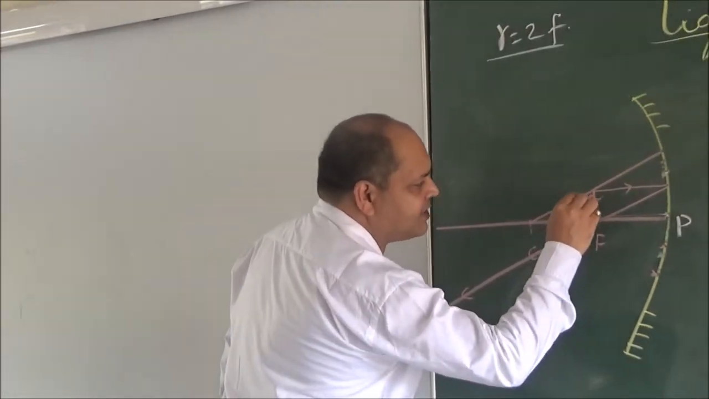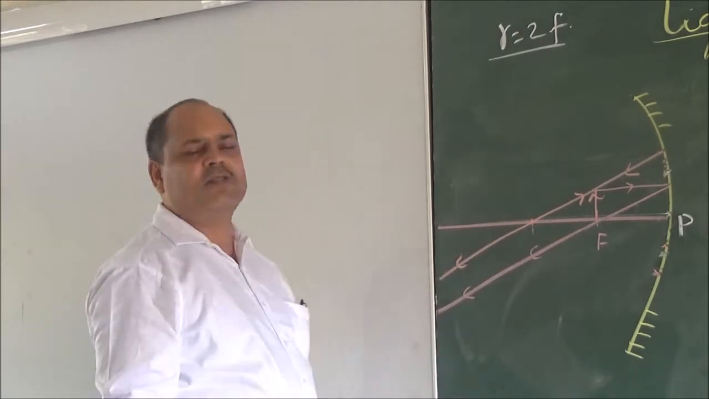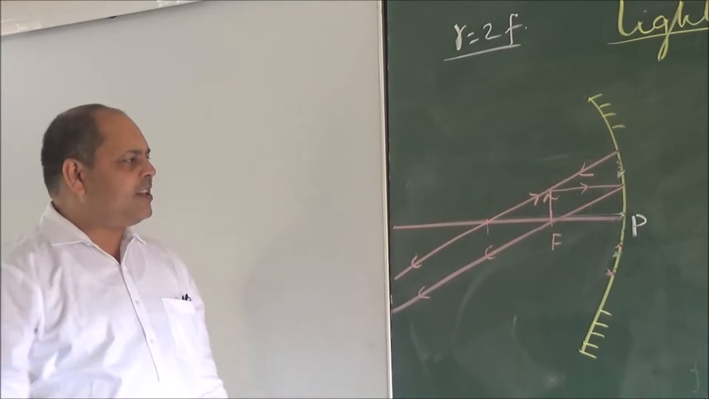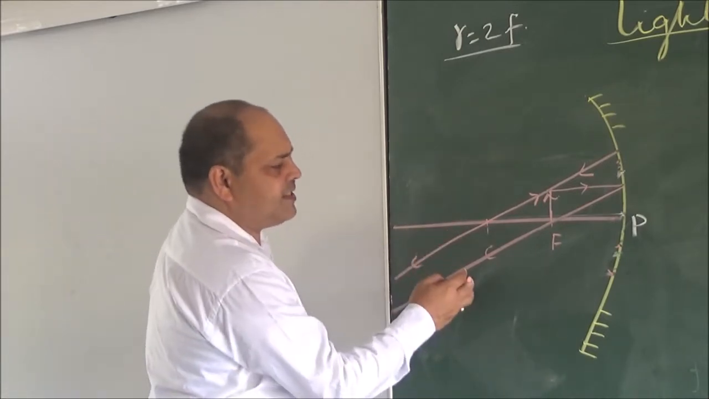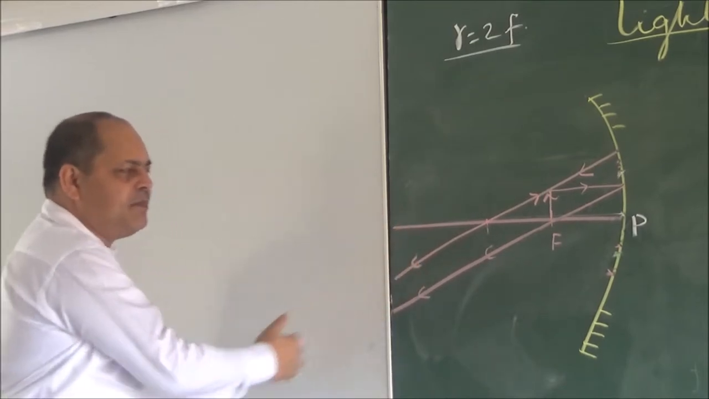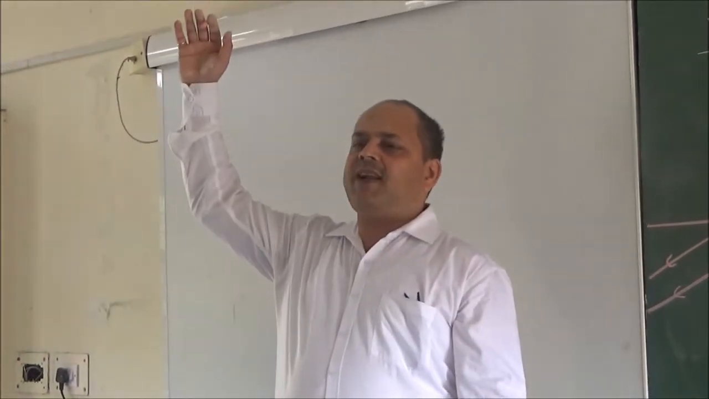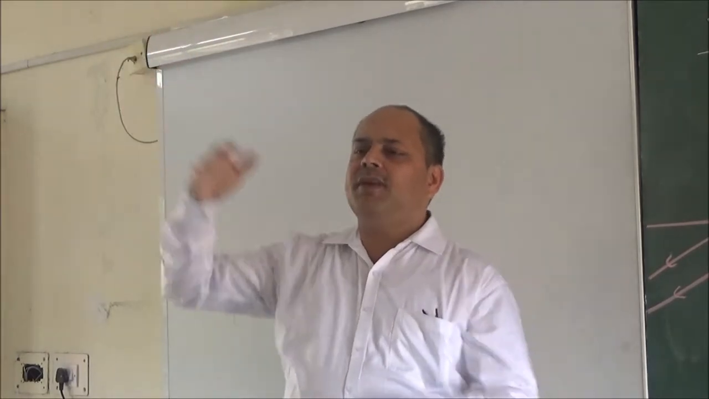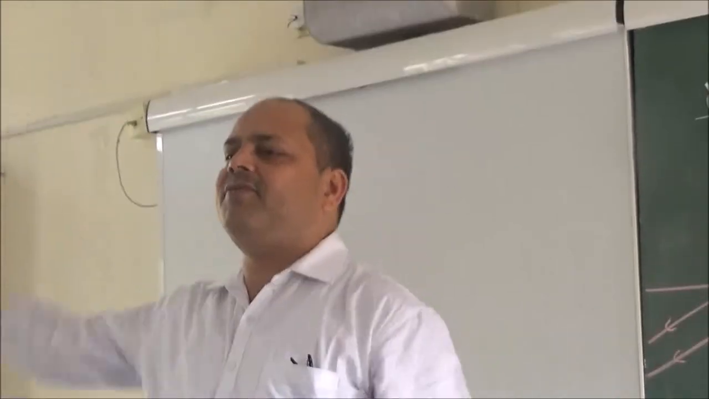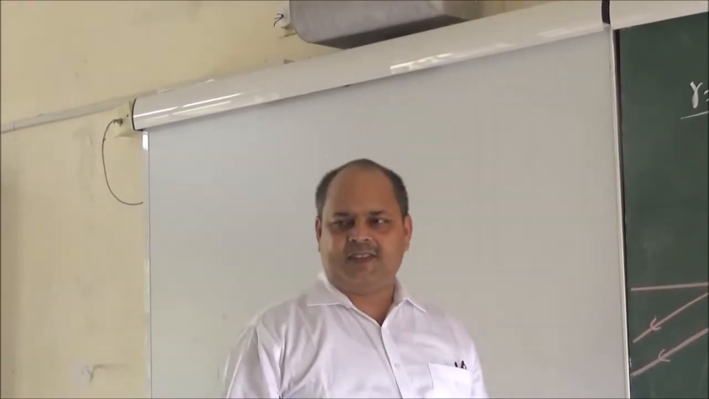So it is going in this direction, it is returning back in the same direction, and it is going parallel to the other ray. So both the rays are parallel to each other, and we know that parallel rays meet at infinity, and that's why the image will be formed at infinity. It will be highly magnified, far away from the center of curvature.